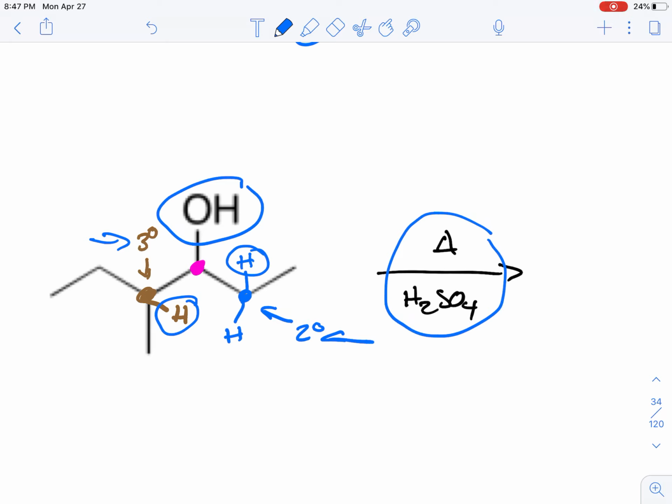And so the major product would be between this tertiary carbon and the carbon that contains the alcohol. So that double bond should be here. In other words, this hydroxyl group is going to interact with this hydrogen to form water.